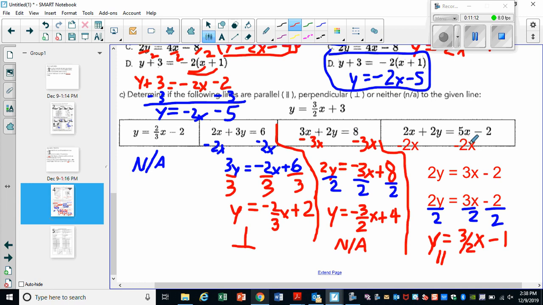Now for the last example, again, get y by itself. That is your goal. So step 1, subtract 2x on both sides.